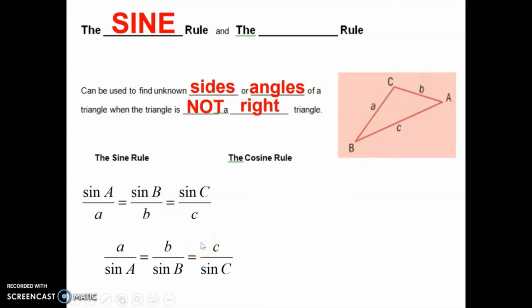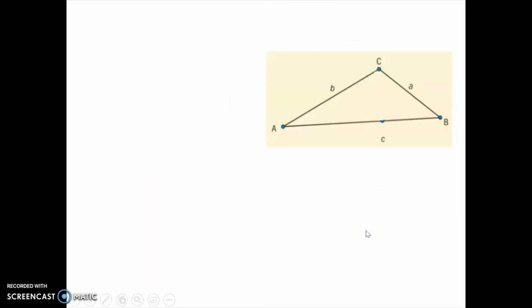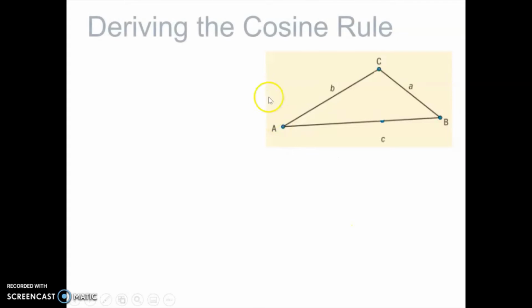That's the sine rule. Now we're going to discover something called the cosine rule, which is another great rule that is useful in non-right triangles. So let's begin with actually deriving the cosine rule. We're going to begin with one of the toughest parts here. Where does the rule come from? Let's figure it out together.